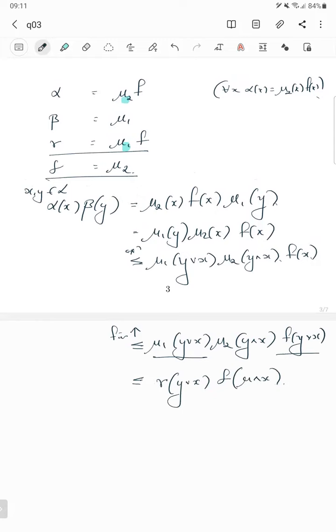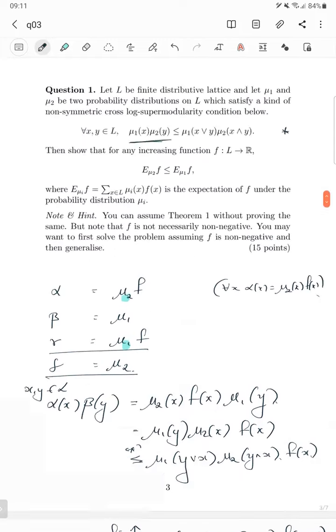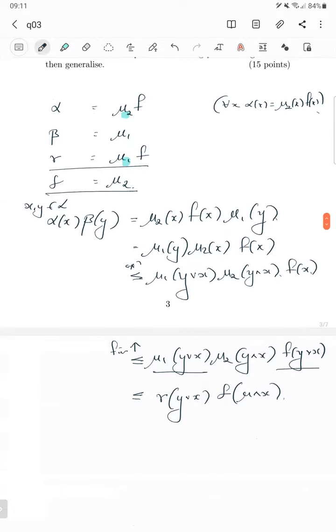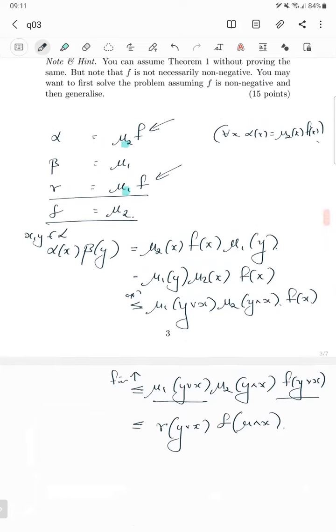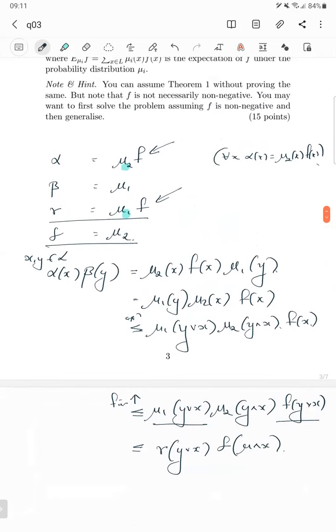Okay. So this verifies this condition, but there is one minor thing to do. You can apply this only if all these functions are from L to R plus. Okay. Whereas here we are not sure whether it is to R plus because here f may be negative. Okay, so we do not know whether alpha's and beta's codomain, sorry, its range is non-negative. That is a minor fix we have to do.